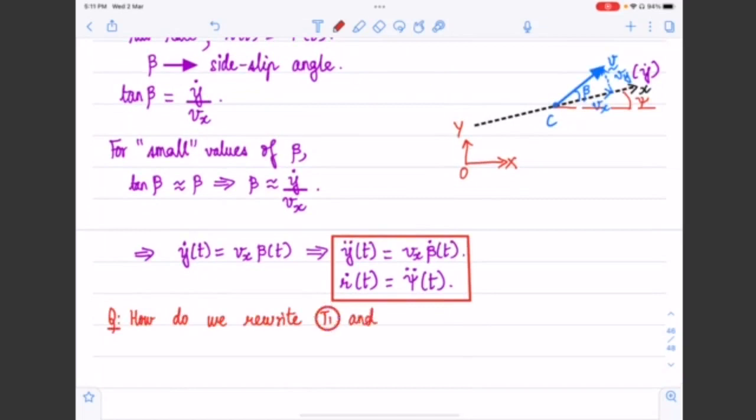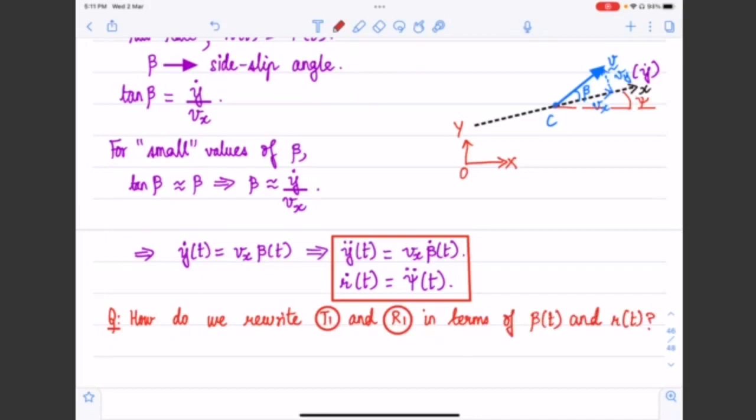Equation T1 denoted the equation of motion for translation. R1 was for rotation. Okay, in terms of beta of t and r of t, that's what we want to do. So this is the question we are going to answer.